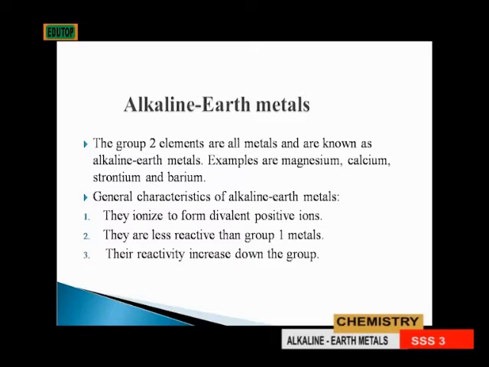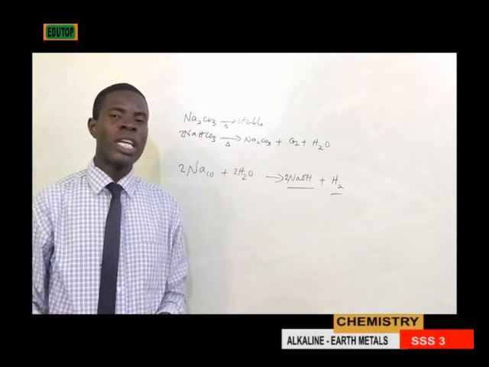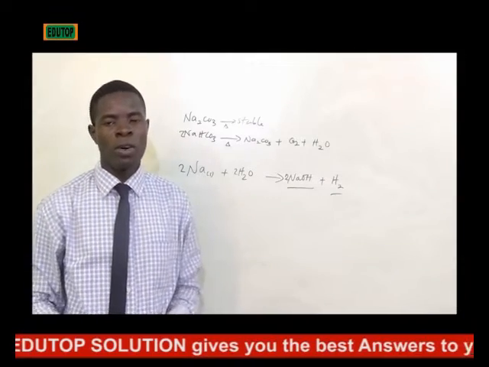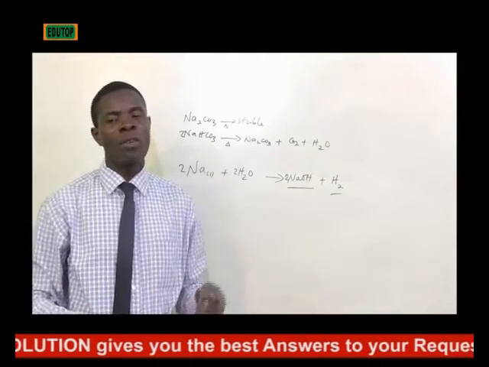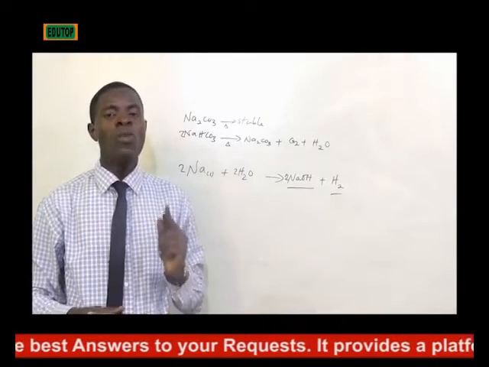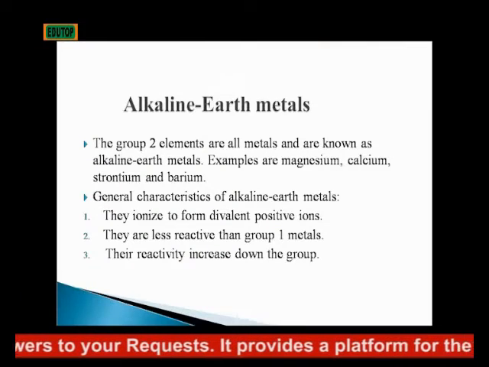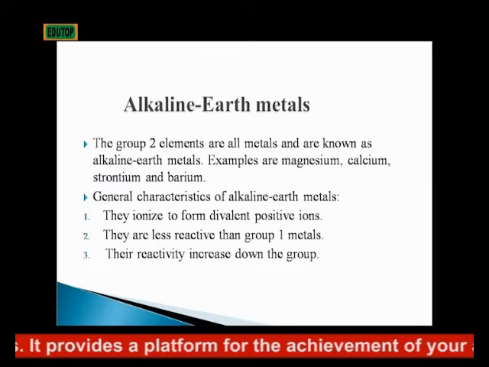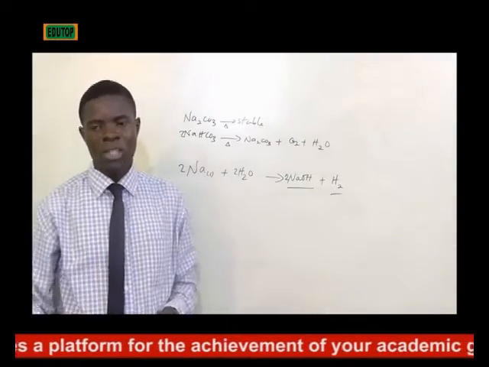One, they ionize to form divalent positive ions. Two, they are less reactive than group 1 metals, simply because they need to donate 2 electrons to attain their stable configuration. Whereas in the case of group 1 metals, they have the tendency to donate only 1 electron. Three, their reactivity increases down the group. As you move down the group, the rate at which they react increases.